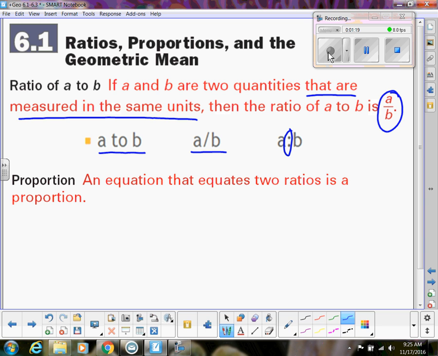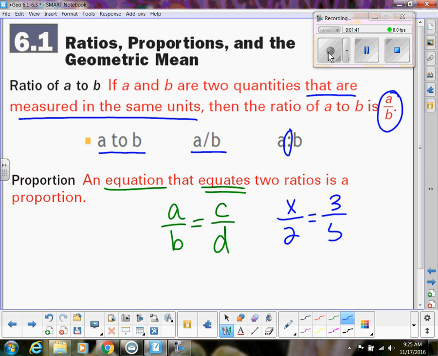All right, so that's what a ratio is, and then reminder, a proportion is an equation that equates two ratios. So if I have A divided by B, that would be equal to some other ratio, C divided by D. Or for example, in Algebra 1, you probably did things like x over 2 equals 3 over 5, and you had to solve for x.